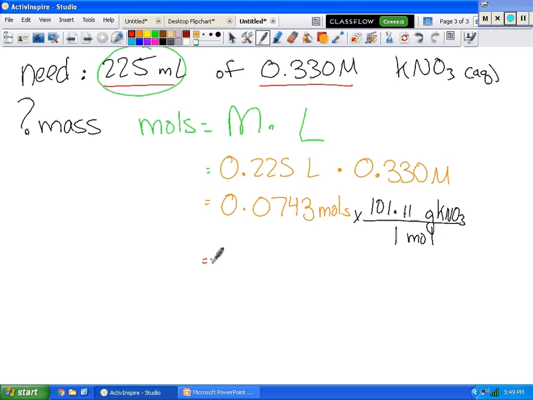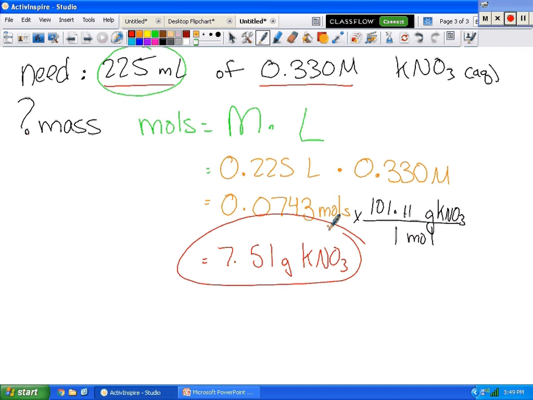Potassium is 39.1 plus 14.01 plus 16 times 3 is 101.11. You got it right. Times 0.0743 gives me a mass of 7.51 grams of KNO3. So that technically answers the question of what mass would you need.